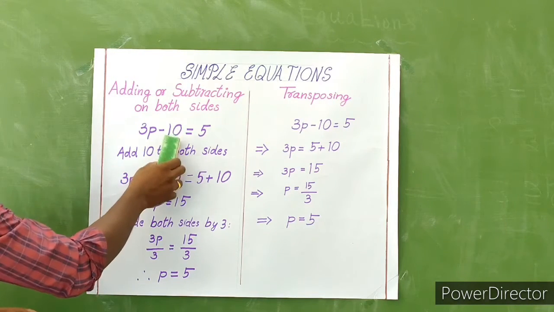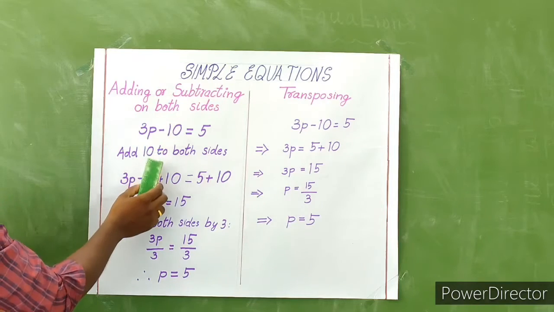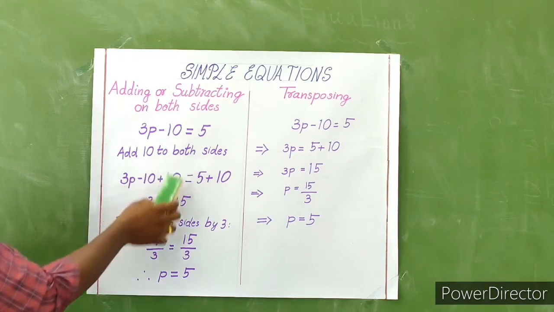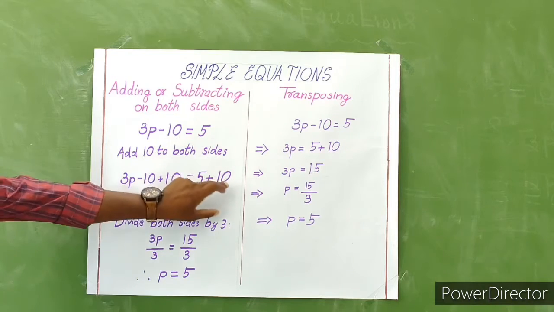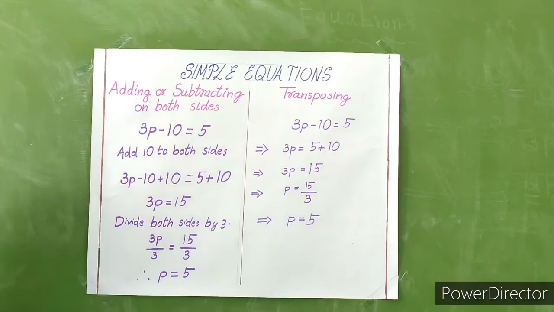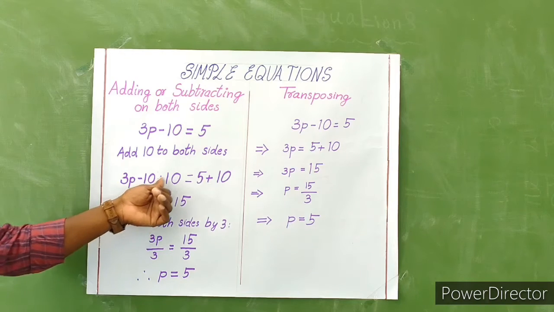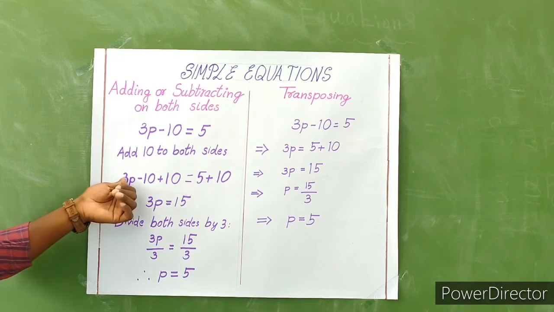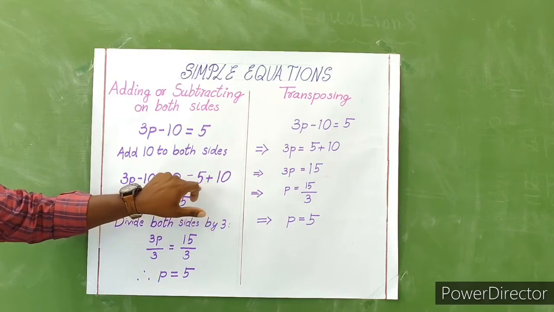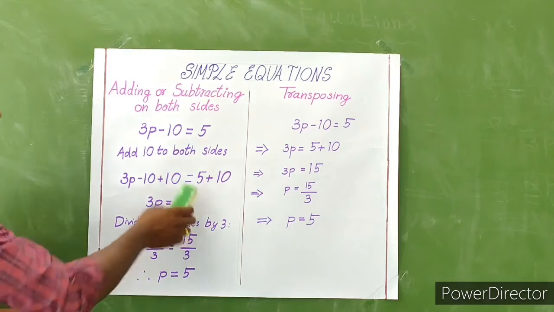So 3p minus 10 is equal to 5 is given. So minus 10 is given, so we want to add the value of 10 to both sides. So 3p minus 10 plus 10 is equal to 5 plus 10. So what is the value of minus 10 and plus 10? That is 0. So this minus 10 and plus 10 is cancelled. We get the value 3p on the left side, which is equal to, what is the RHS value? 5 plus 10, that is 15.